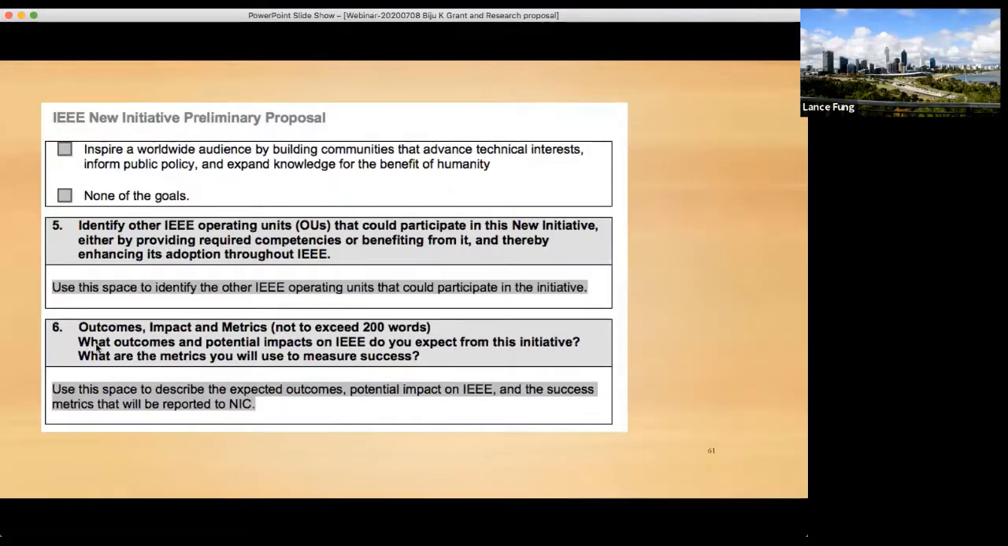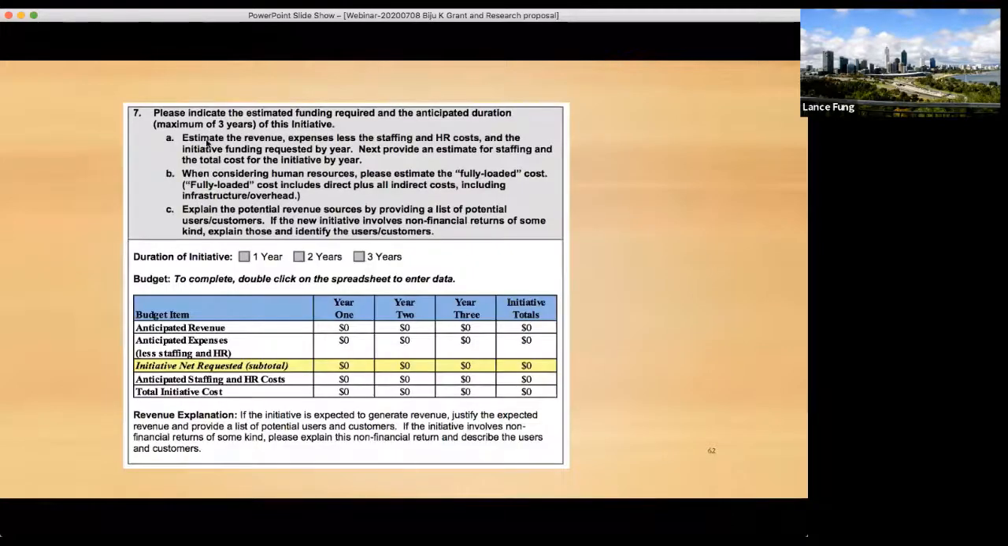Also, what are the outcome, impact, and metrics? Again, you see the same things. What are the outcomes, the potential impacts on IEEE, and what are the metrics you're going to use? So this is the expectation.